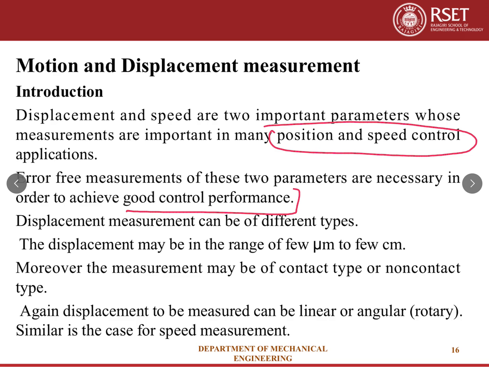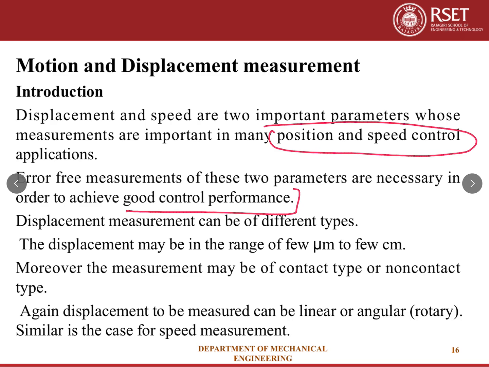For example, a machining operation. For correct machining to happen in a CNC, a correct feedback system is needed. The position of the tool should be properly identified. That can only happen if the displacement is properly measured.